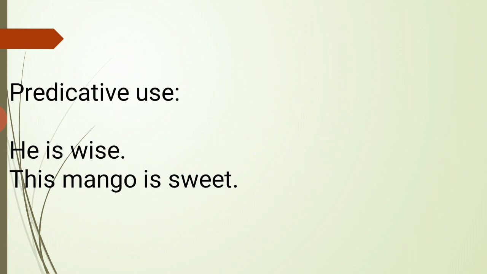But in the predicative use of adjective, it is used predicatively when it is used along with a verb. And in such cases, usually the adjective forms a part of the predicate itself. He is wise. This mango is sweet. So of course, wise and sweet are adjectives. They are not only forming the part of the predicate in the sentence, but at the same time, if you notice, they are also used along with the verb is in both the sentences. So this is the predicative use of adjective.